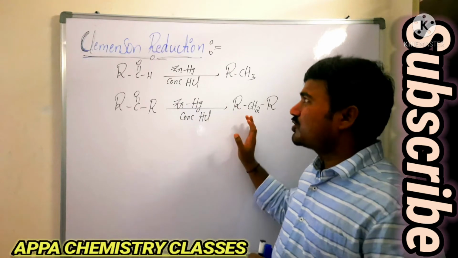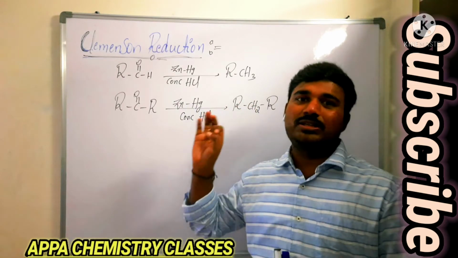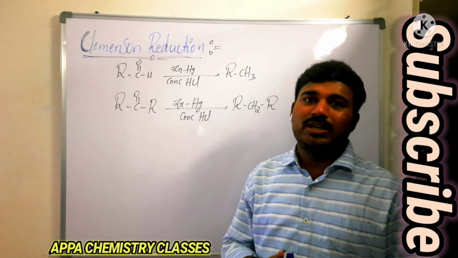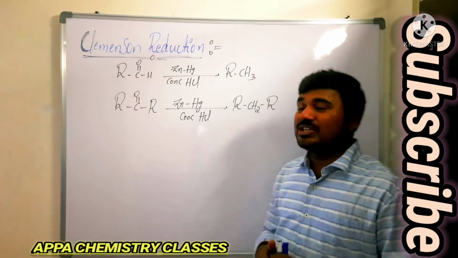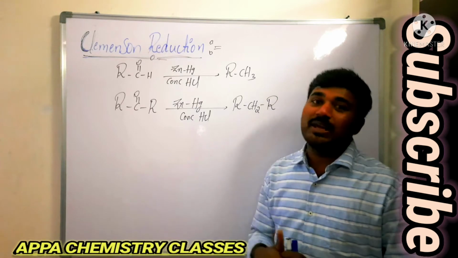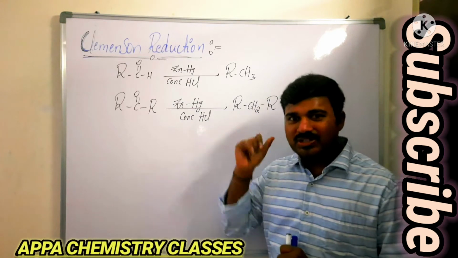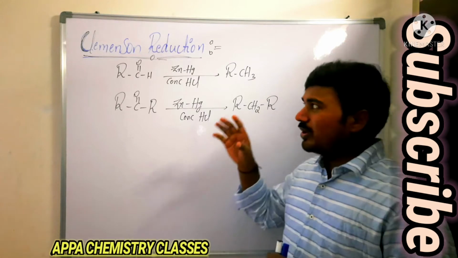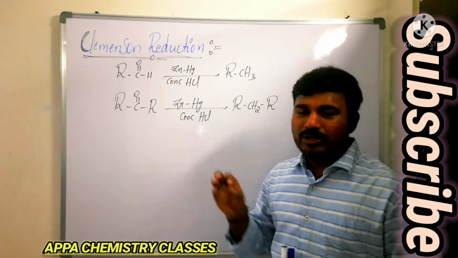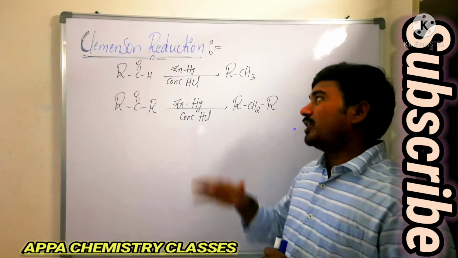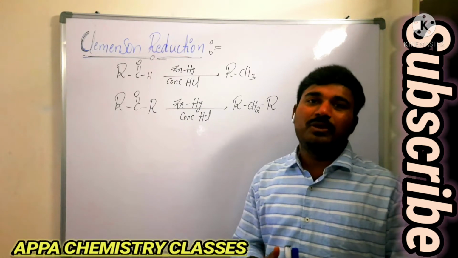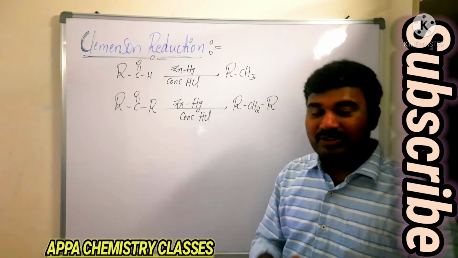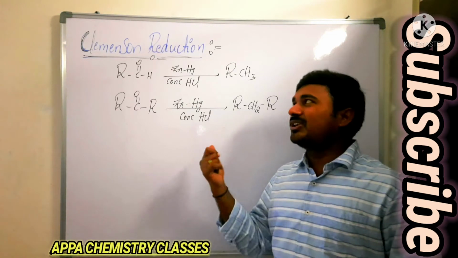These are the most important reducing agents: the Clemmensen reducing agent and the Wolff-Kishner reducing agent. The Clemmensen reduction takes place in an acidic medium, and the Wolff-Kishner reduction takes place in a basic medium. Now we are going to see the mechanism and the different types of examples for both the Clemmensen reduction and the Wolff-Kishner reduction. So let's get into the video.